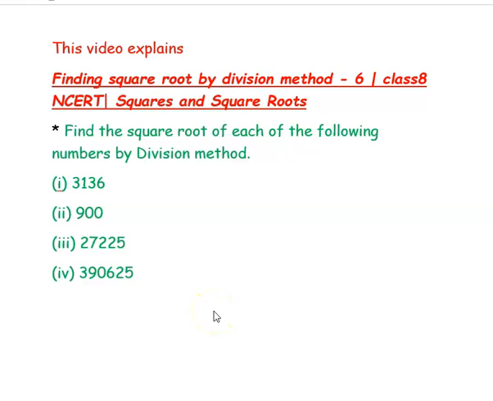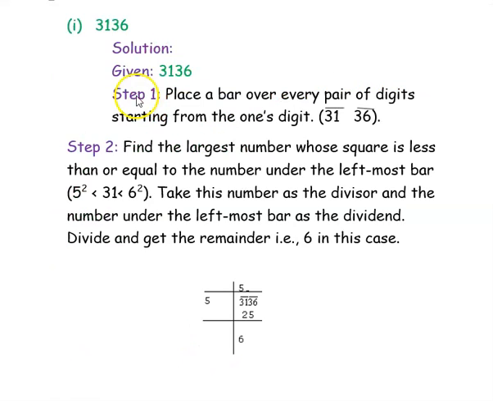In this video, we are going to see a few examples on how to find the square root of the given number by division method. The first number given is 3136. In the first step, we have to place a bar over every pair of digits starting from the ones digit. So here in the number 3136, 6 is the ones digit.